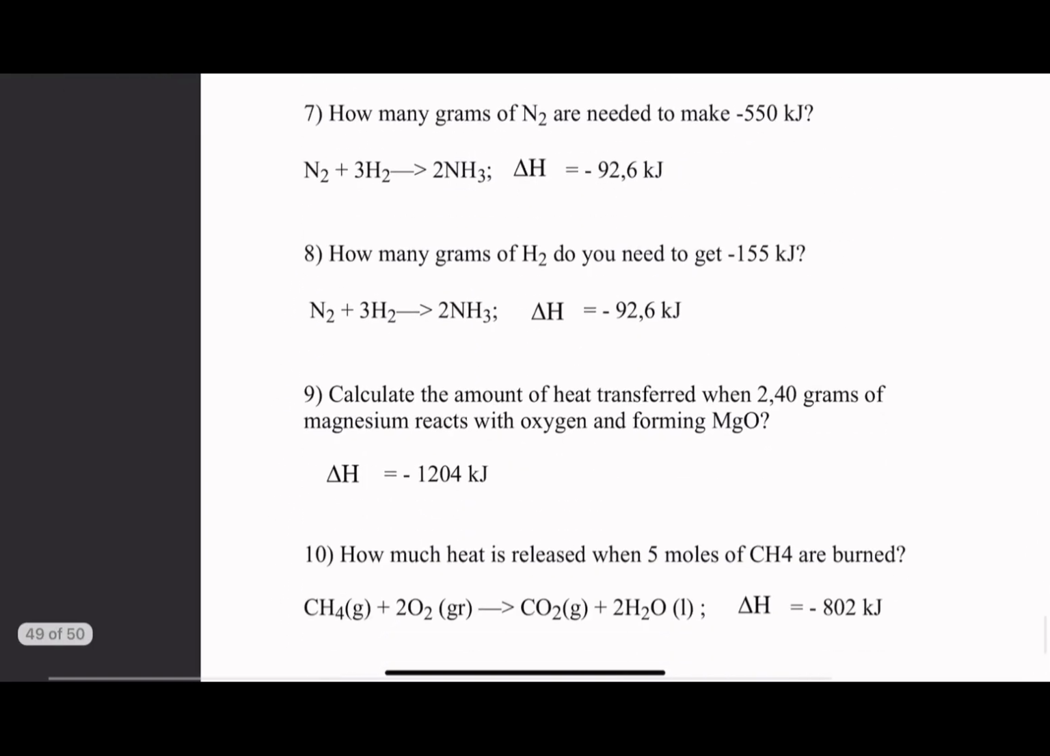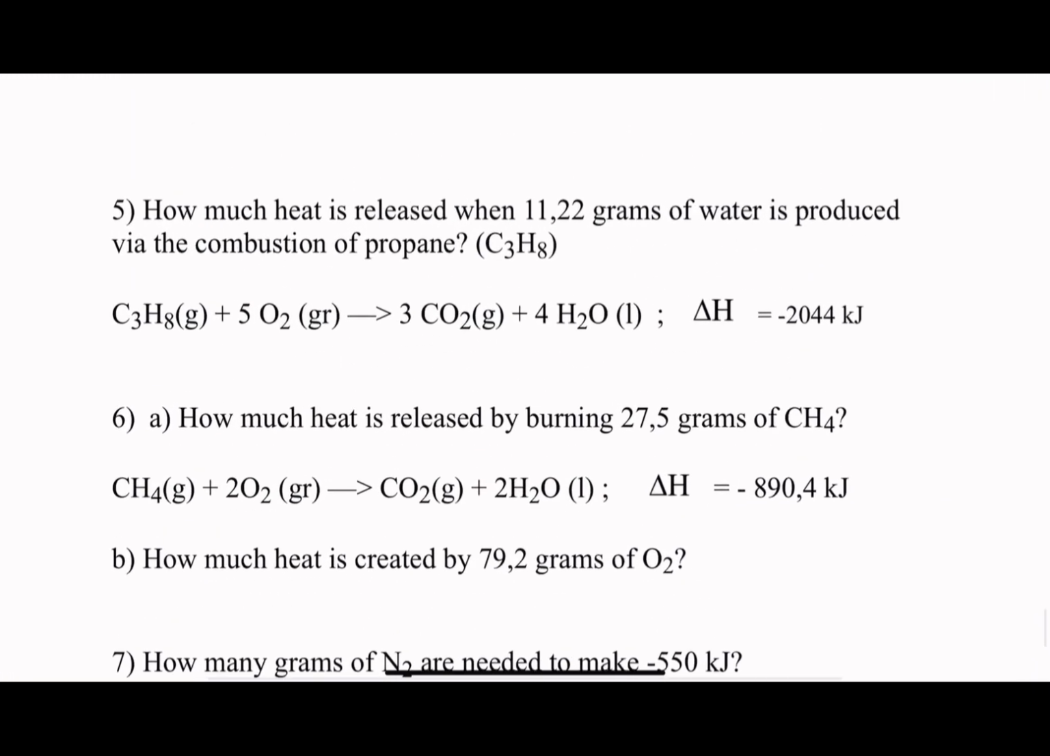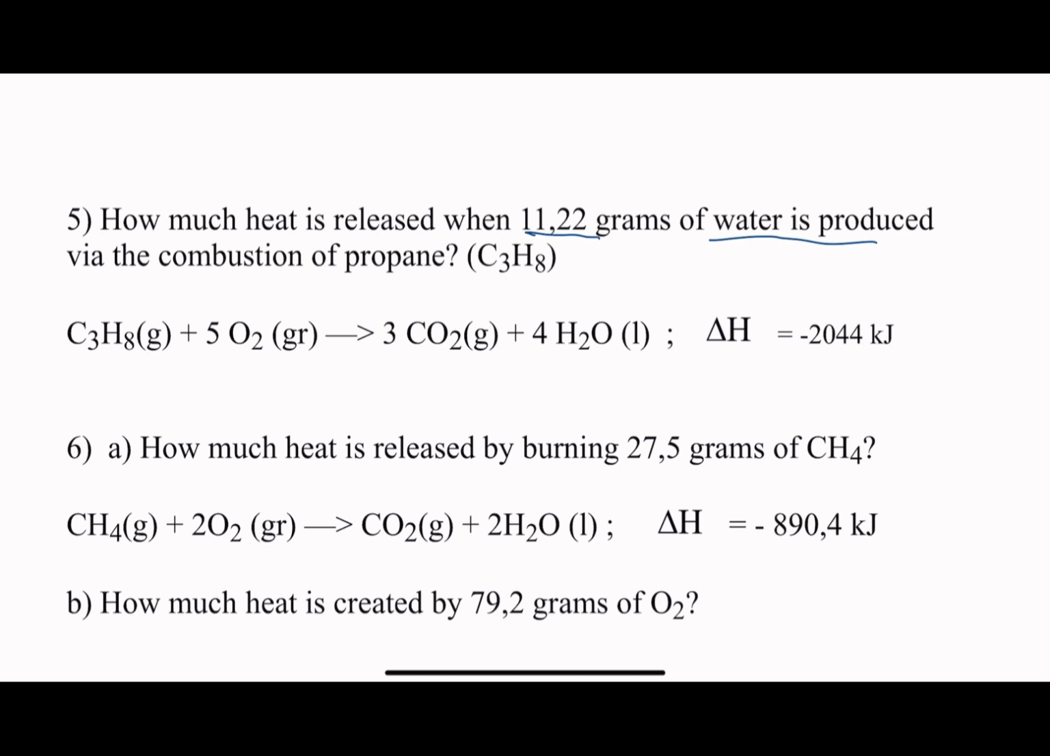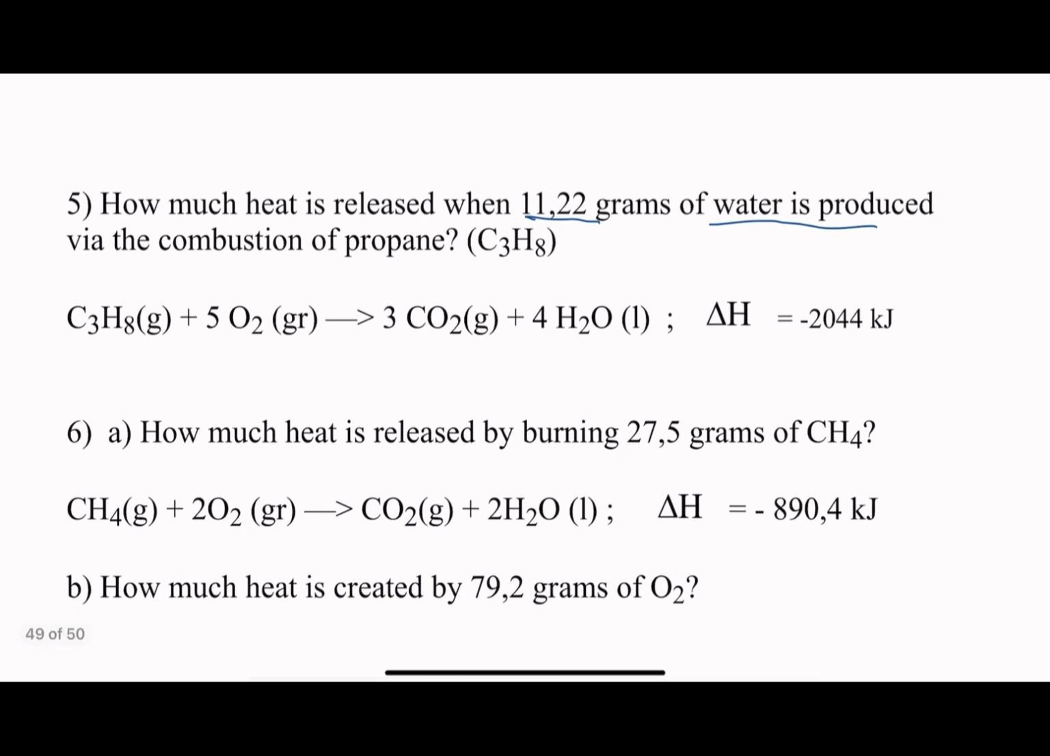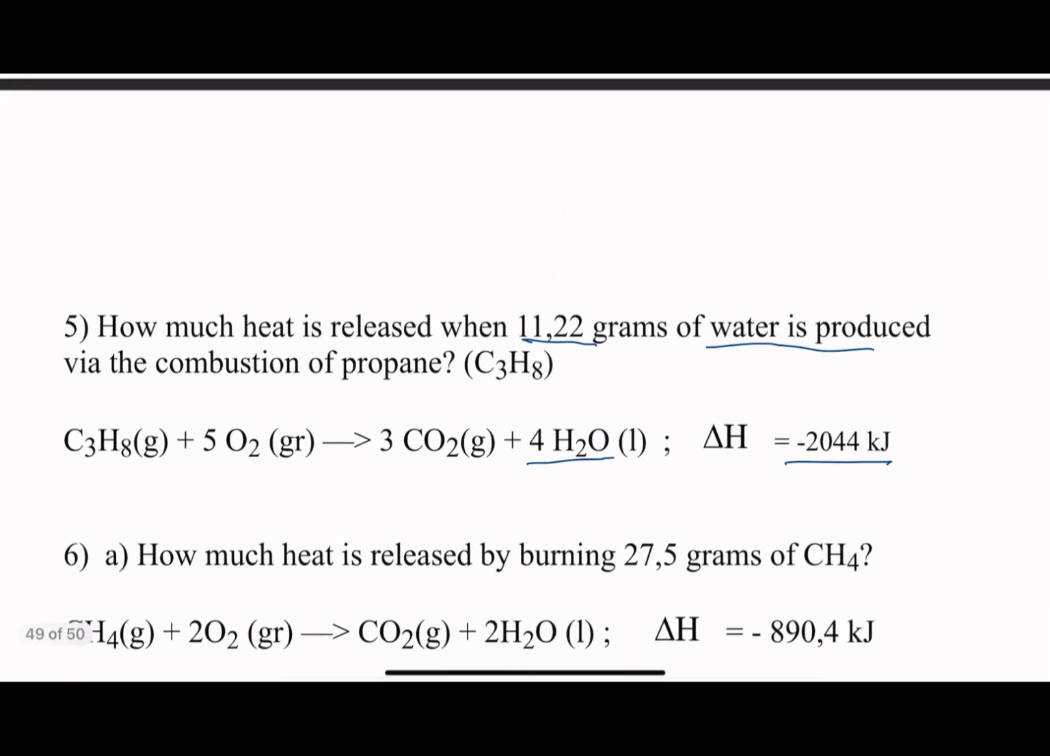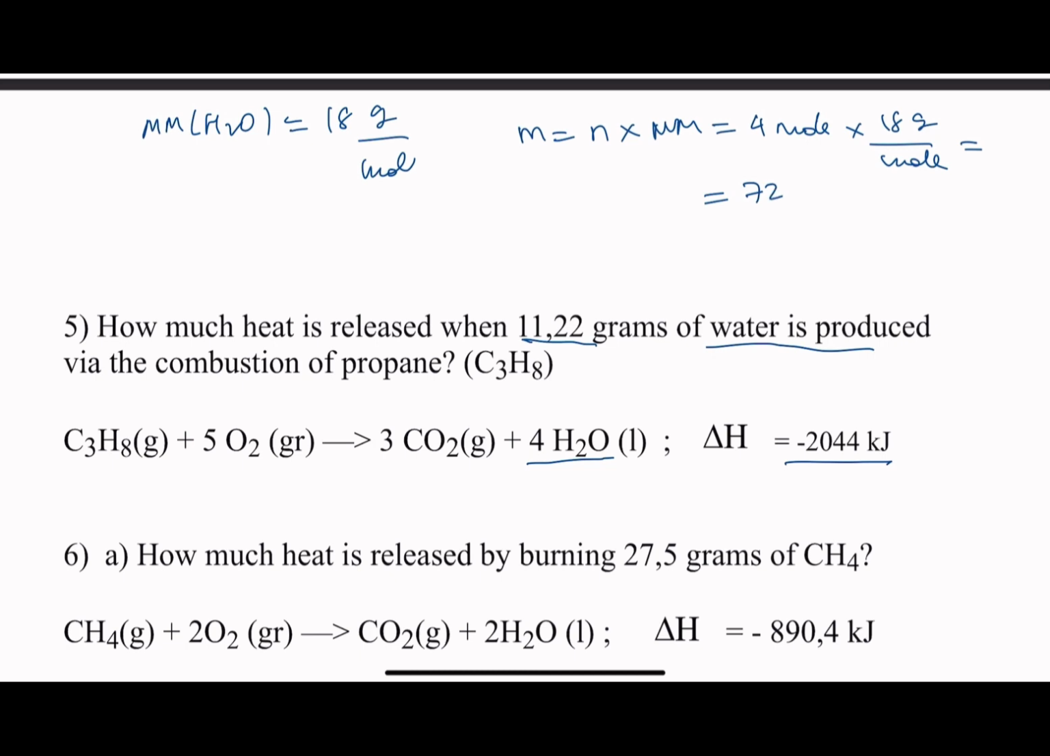Okay, so now on this question, how much heat is released when 11.22 grams of water is produced via the combustion of propane? As you see here, we have 4 moles of water releasing this much energy. So 4 moles of water, let's first of all find that amount. The molar mass of water is 18 gram per mole. You know this. And then M equals N multiplied by MM.